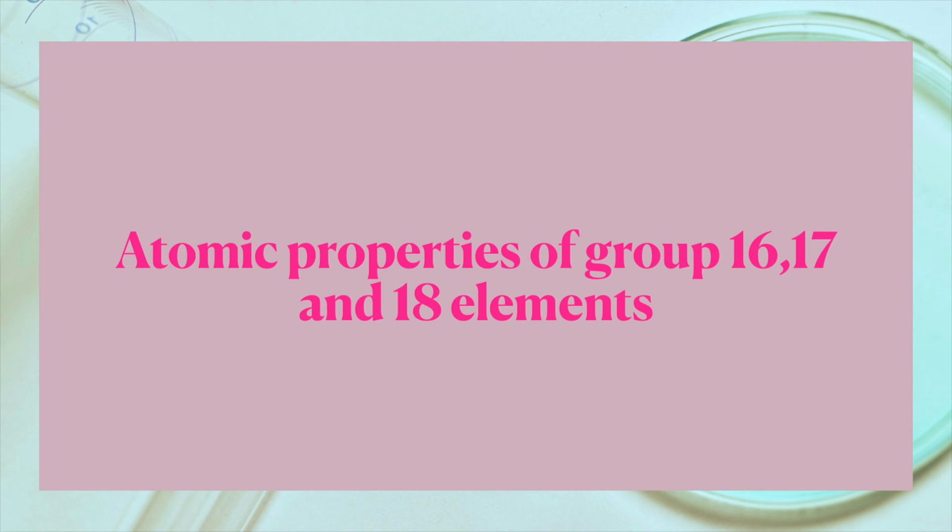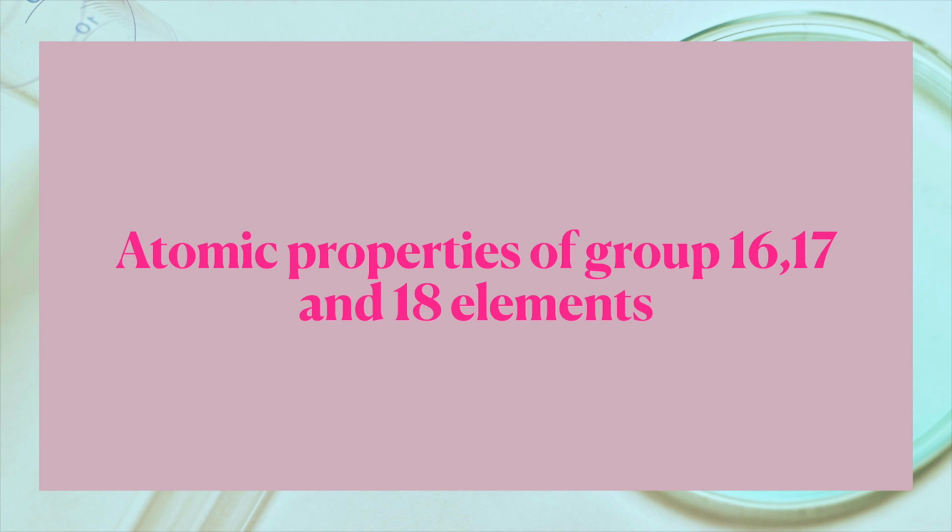What are atomic properties? The properties which depend upon the atom. We have studied these properties in 11th standard in the periodic table: properties like atomic size, ionization enthalpy, electronegativity, electron gain enthalpy are called atomic properties. Now we have to consider how these properties vary in group 16, 17 and 18 elements.